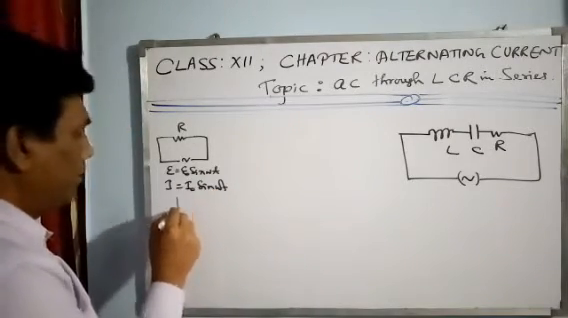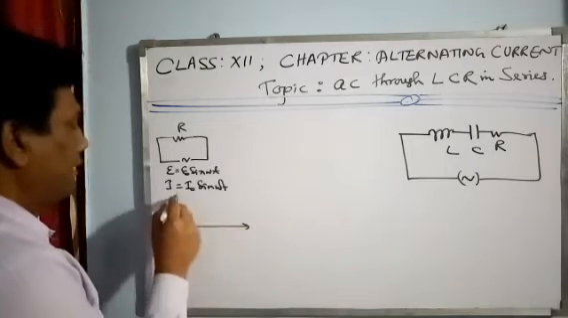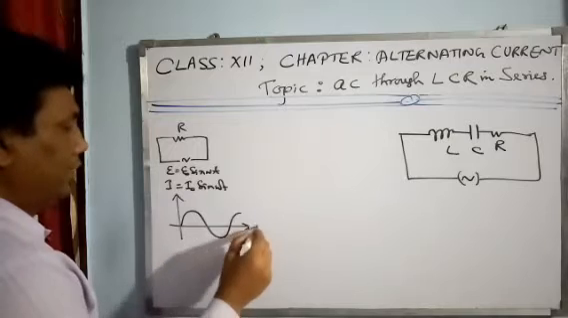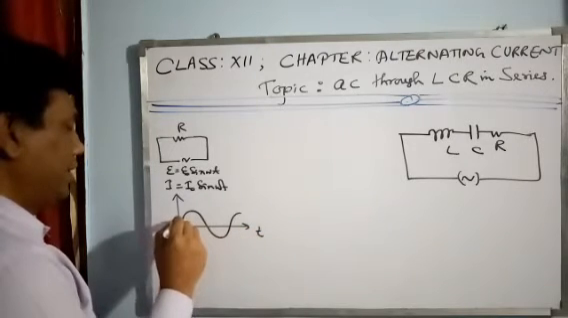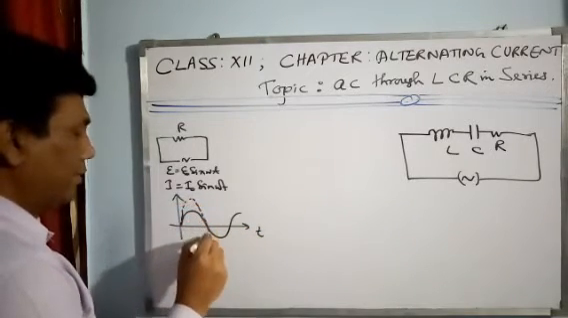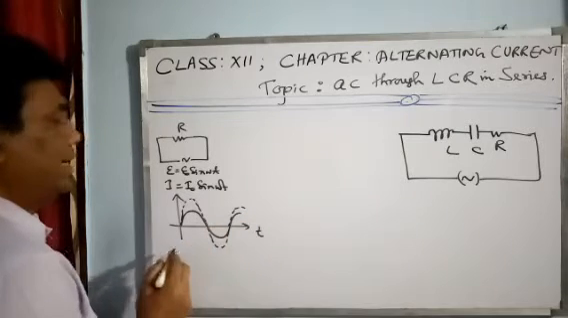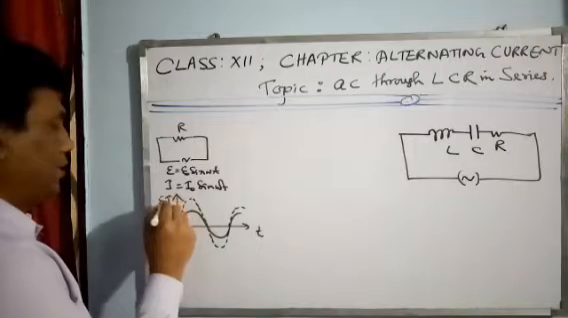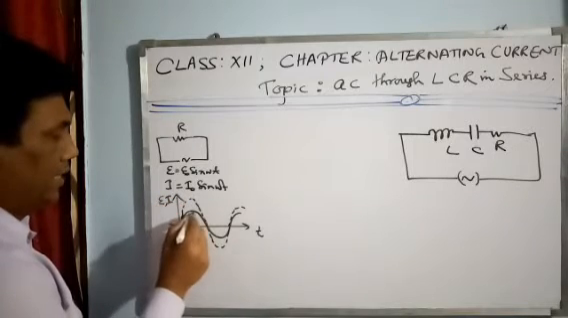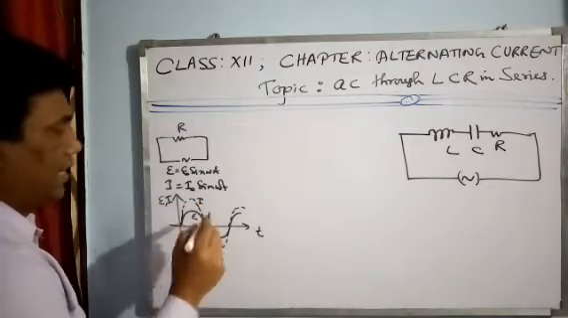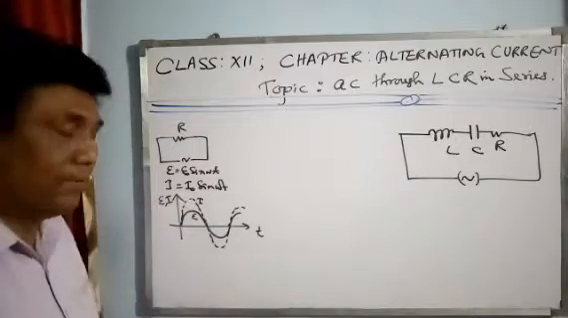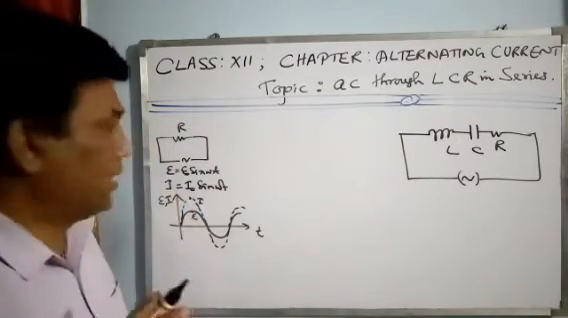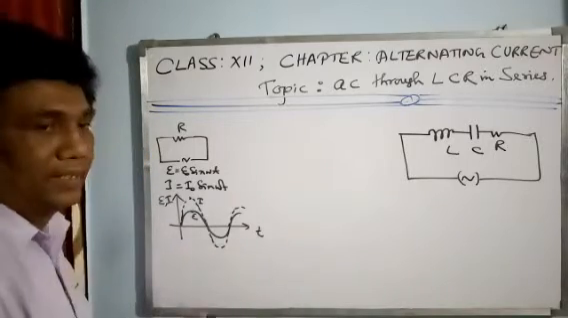Okay, if I want to draw the current graph and voltage graph, say this is the voltage graph with time and this will be the current graph with time. Okay, because this will be in the same phase. So this axis may represent voltage also, current also. Okay, say this is the voltage graph, this is the current graph. They are in the same rhythm. When one is at the amplitude, other is also at the amplitude. We have discussed all these things in details.